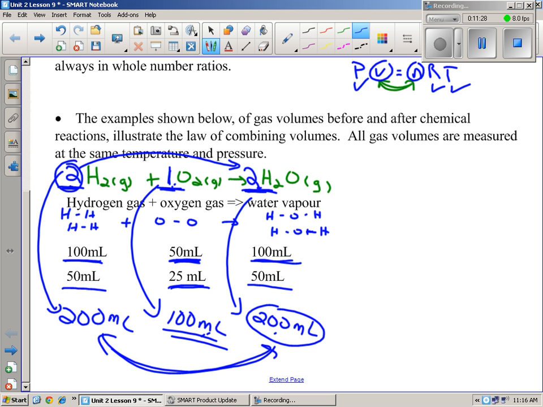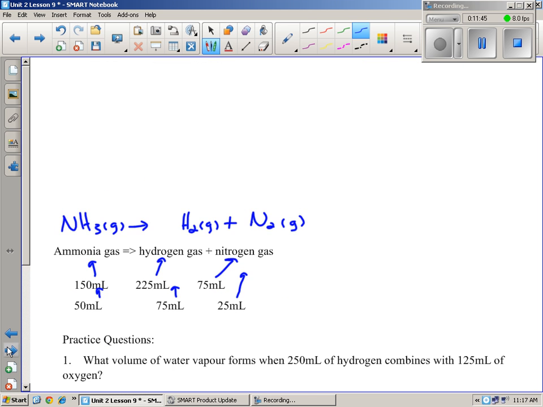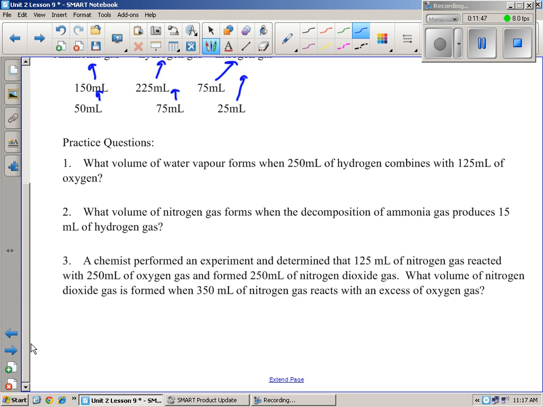If I know V's, could I find N's based on the same principle? Sure you can. If I knew this and this and this, could I in fact turn around and say, I know the balanced chemical equation therefore? Should be able to, right? So look, in this example here, right?